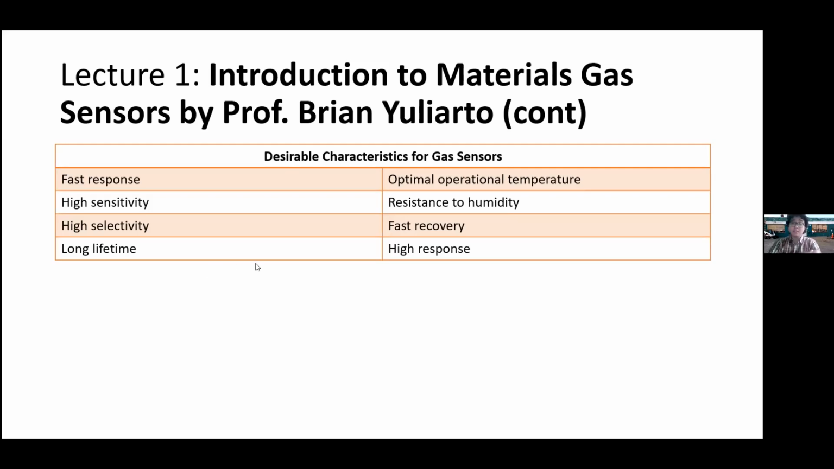Resistance to humidity, and fast recovery, meaning how fast the electrical property returns to initial conditions after being exposed to the gas. In a sensor, it is usually the resistance of the sensor. And high response. High response is measuring the signal generated when a sensor is exposed to the gases.